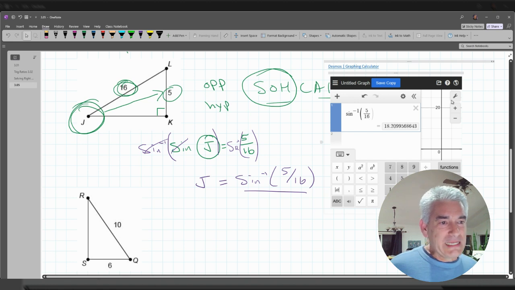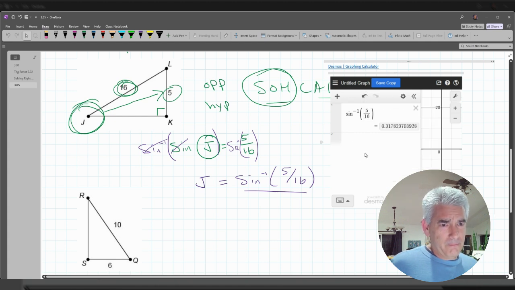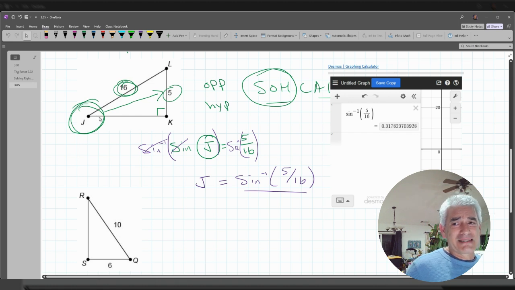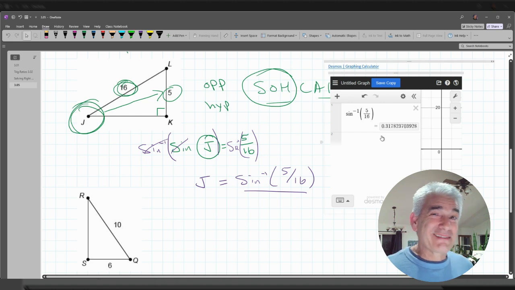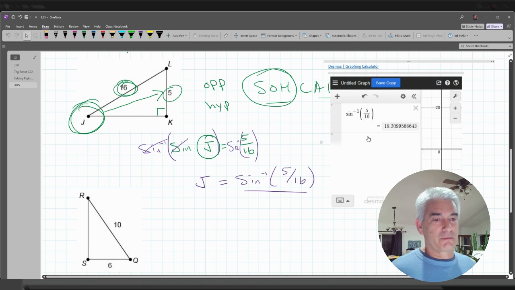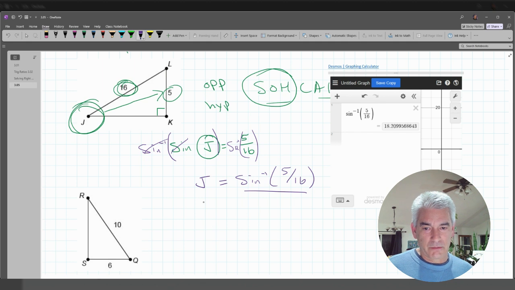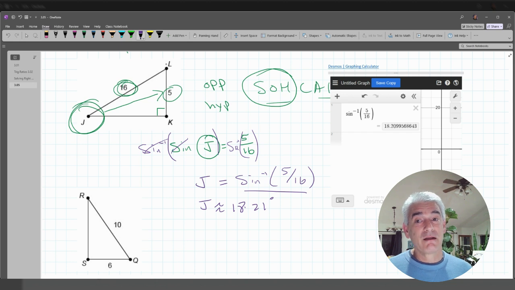If I were in radians mode, look and see the value that I get. 0.3. 0.3 doesn't make sense for this angle. How could it be 0.3 degrees? It's actually 0.3 radians. It's a different way of measuring an angle, and we'll look at that later on in this chapter. So when we're dealing with triangles, degrees is appropriate. So J is approximately, at this point I use approximately, 18.21 degrees.